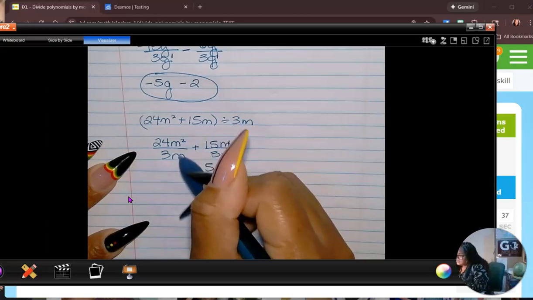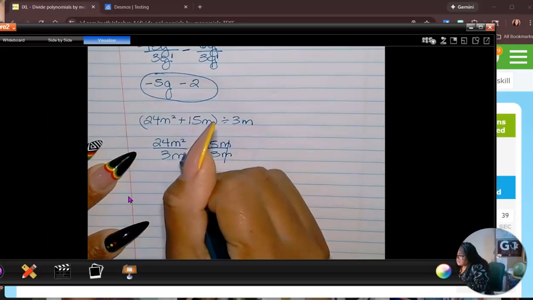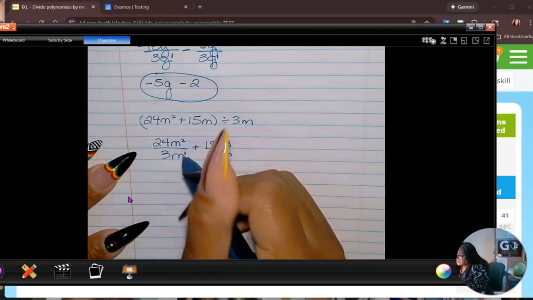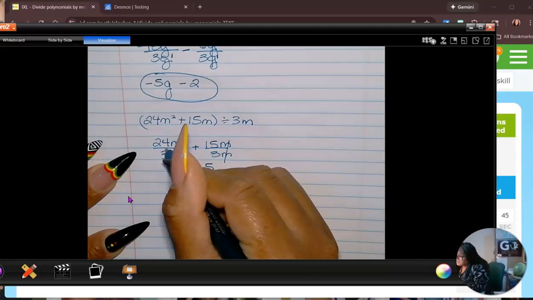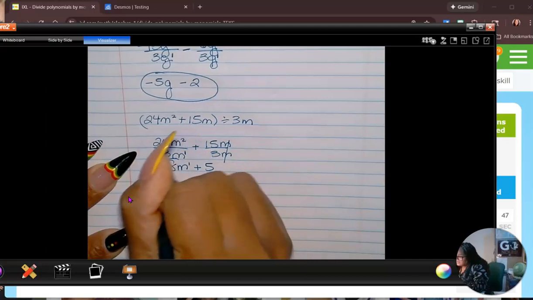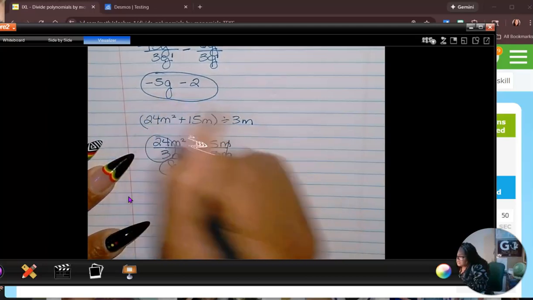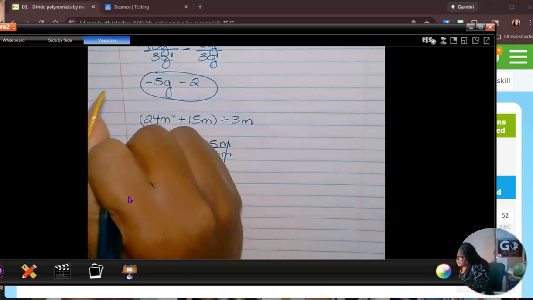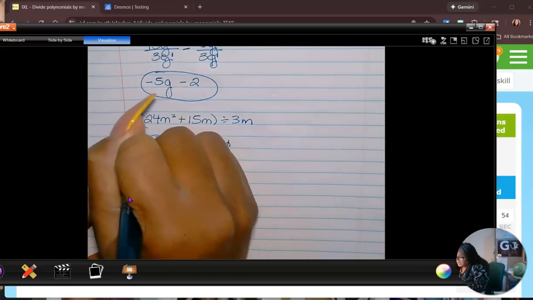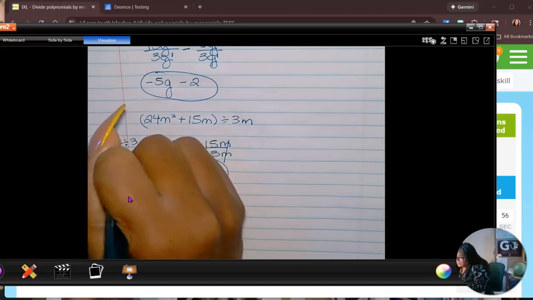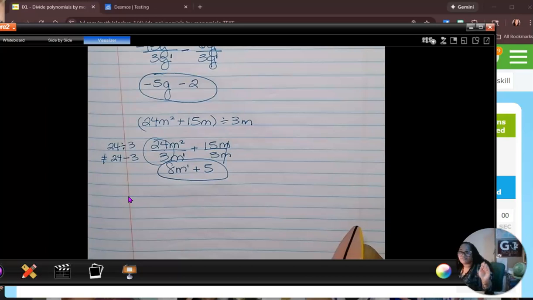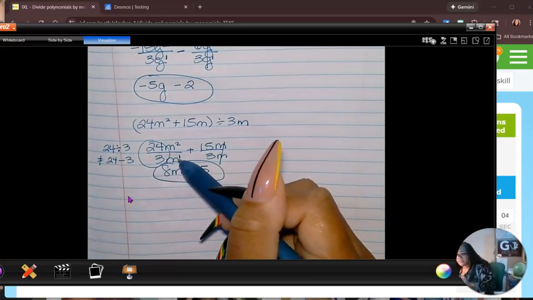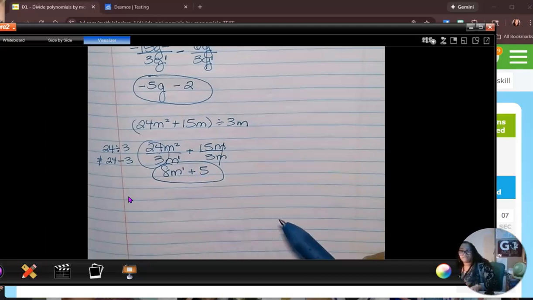And then this is m squared and then m to the first power. So 2 minus 1 is m to the first power, and 24 divided by 3 is 8. I am not subtracting here. This is 24 divided by 3. It does not equal 24 minus 3. I do not subtract the coefficients. I divide them. I subtract the exponents. Keep that rule in mind.